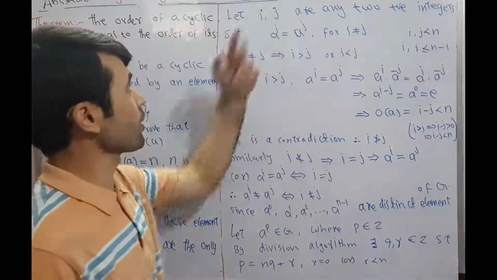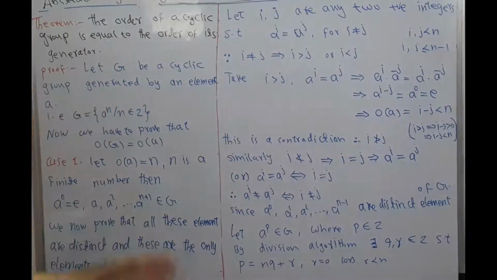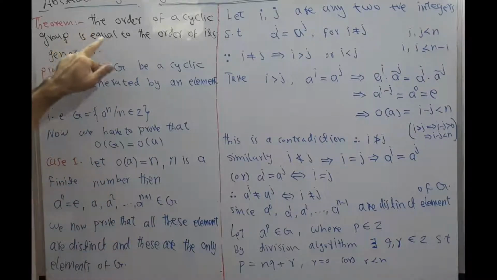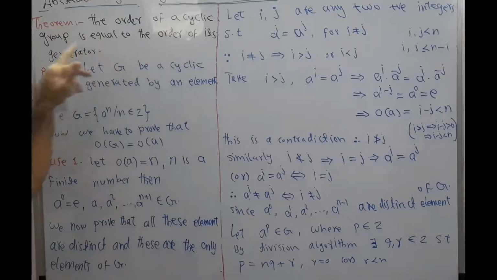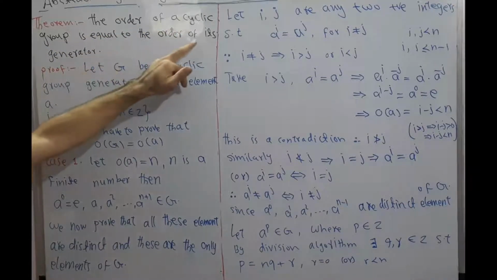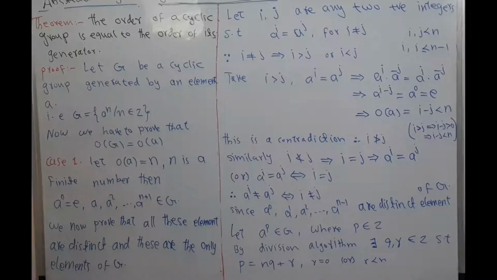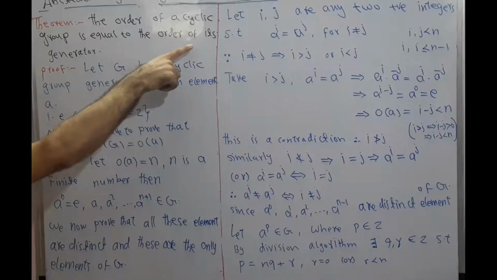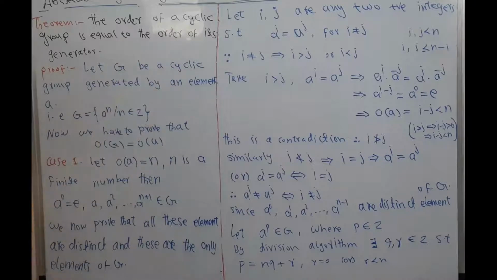It is class 78. In this class we will prove a theorem about the order of a cyclic group. Here is the statement of the theorem. The order of a cyclic group is equal to the order of its generator. It is clear. Now we want to prove this theorem.